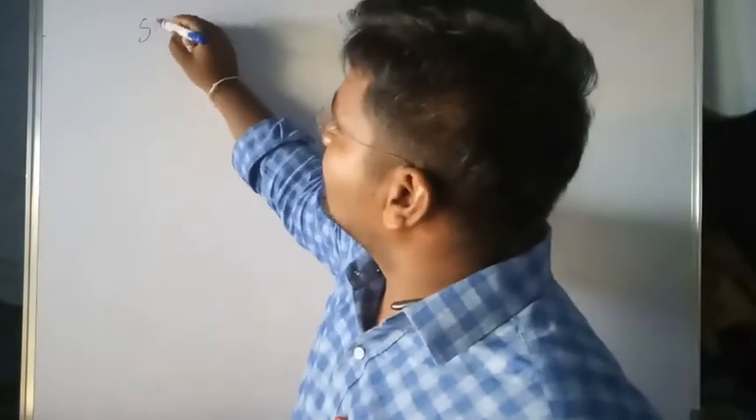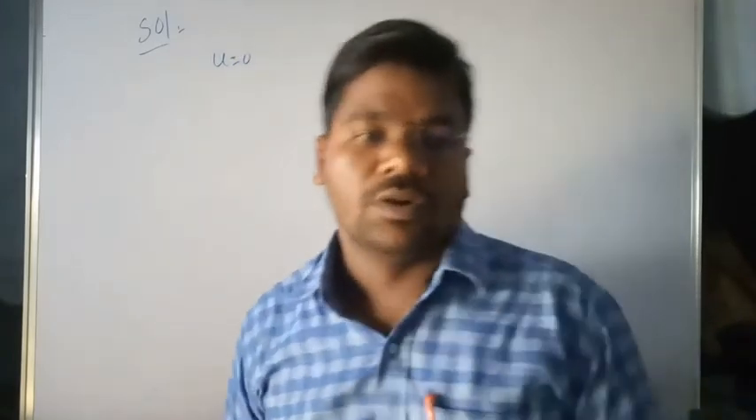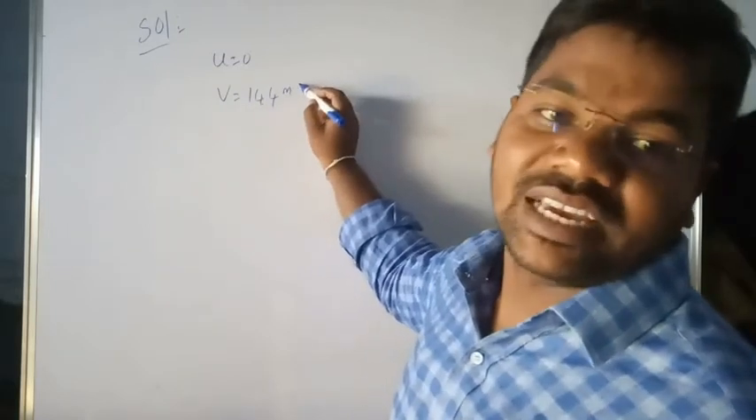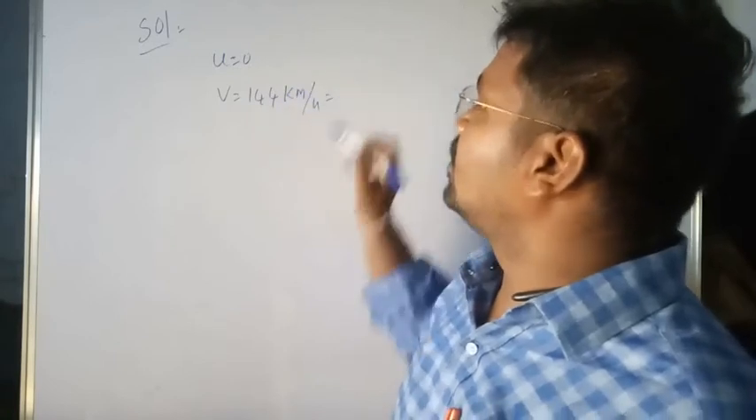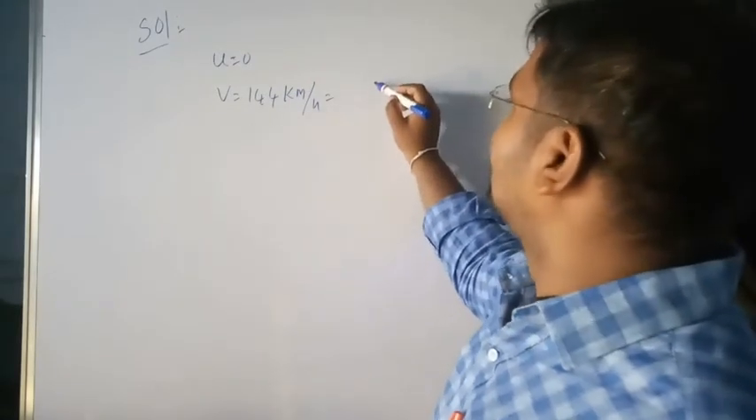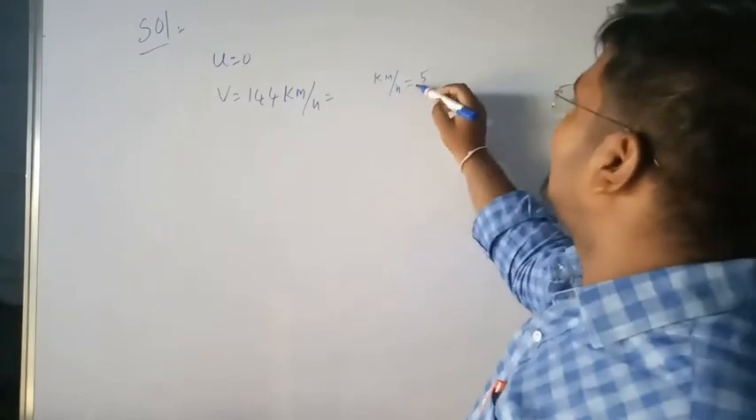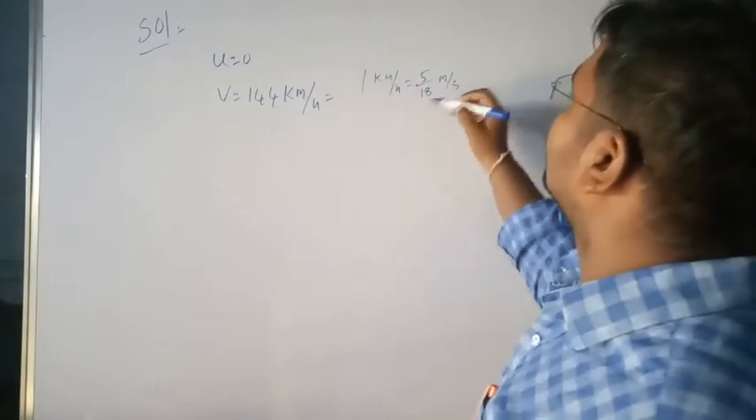Problem. So here in this problem they have given initial velocity 0, which means u is equal to 0. Final velocity v is equal to 144 kilometer per hour. So how can we get meter per second? 1 kilometer per hour is equal to 5 by 18 meter per second.